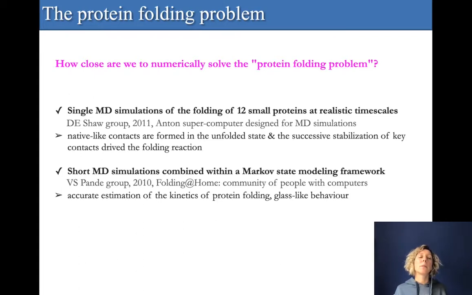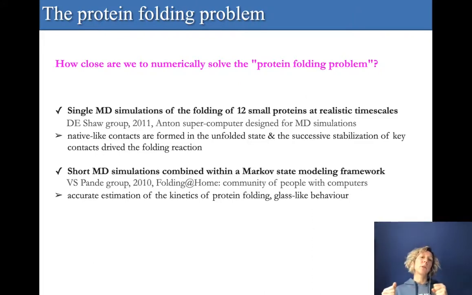The first one is the production of single molecular dynamics simulations of the folding of 12 small proteins at realistic timescale. This was done by the Shaw group in 2011 with a supercomputer designed specifically to run this type of simulations. What they saw is that native-like contacts are formed in the unfolded state, and the successive stabilization of key contacts drives the folding reaction. This was a big step at the time because it really allowed seeing these 12 proteins fold inside a box of explicit water molecules.